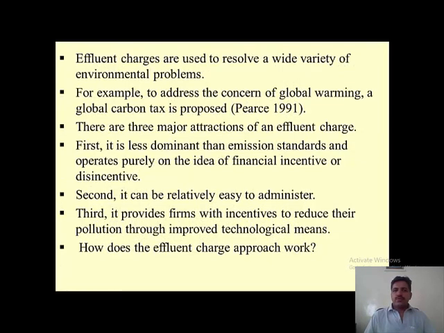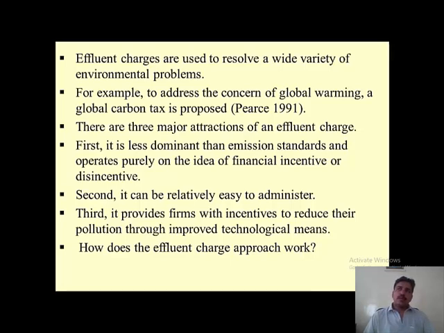Effluent charges are used to resolve a wide variety of environmental problems. For example, to address the concern of global warming, a global carbon tax is proposed. It is charged in some countries in order to stop global warming, which is to stop pollution. If we control the pollution, we will be able to control the greenhouse gases, and we will be able to control global warming.